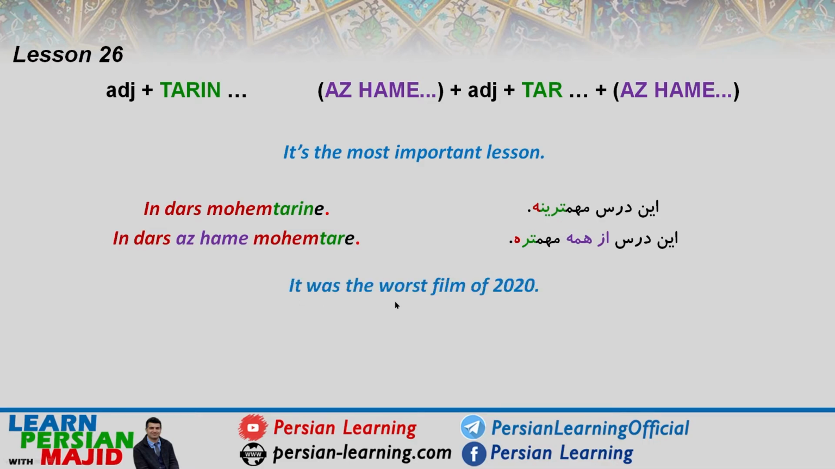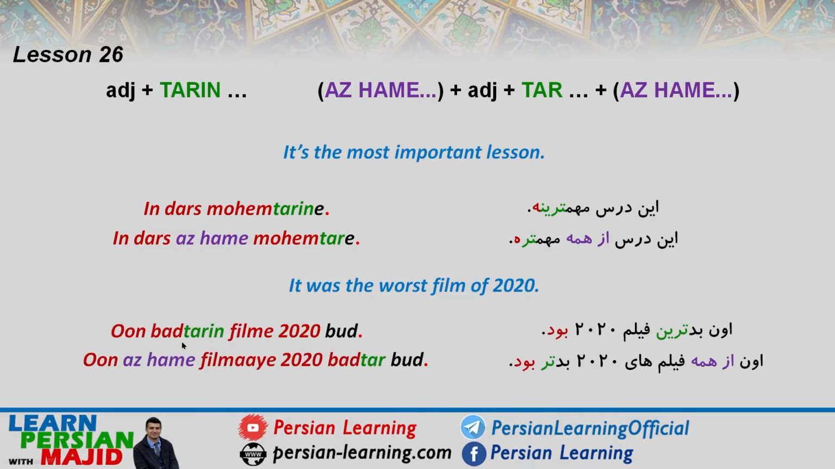It was the worst film of 2020. اون بدترین فیلم 2020 بود. Here we don't have is, here we have was, so it is بود. The second form, which is more difficult and less popular of course because of the difficulty, is اون از همه فیلمای 2020 بدتر بود.